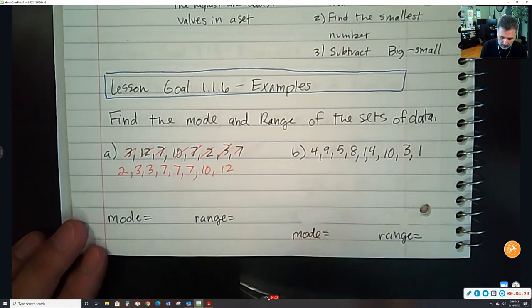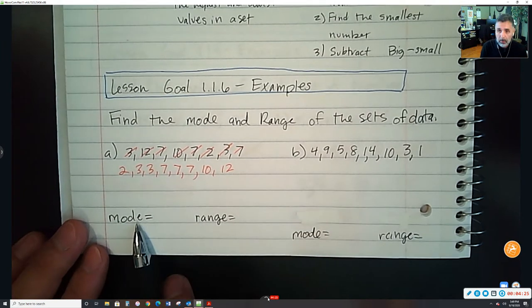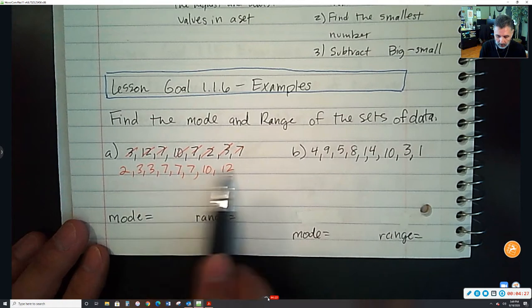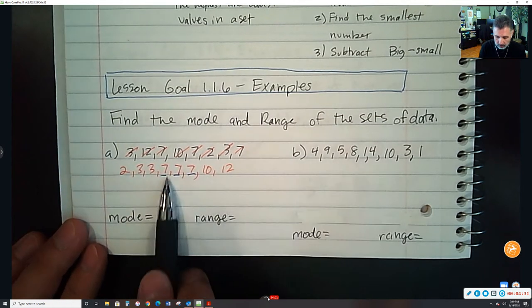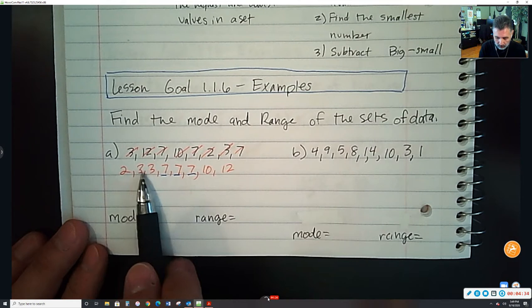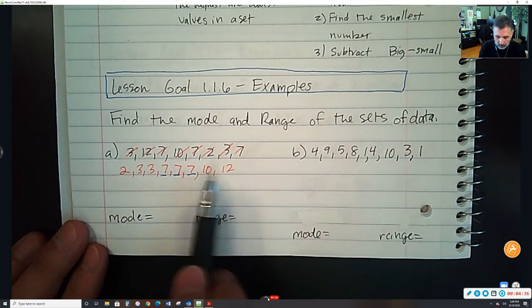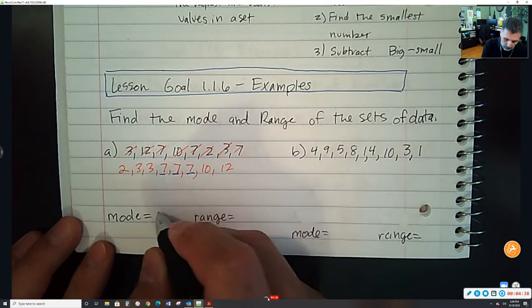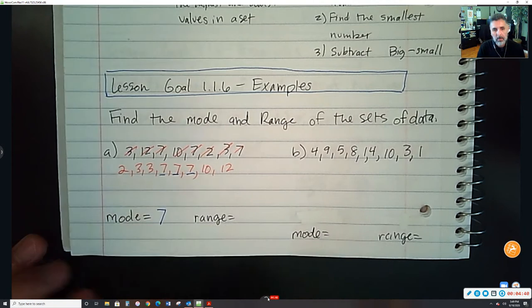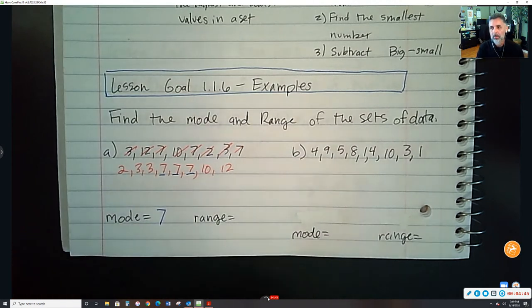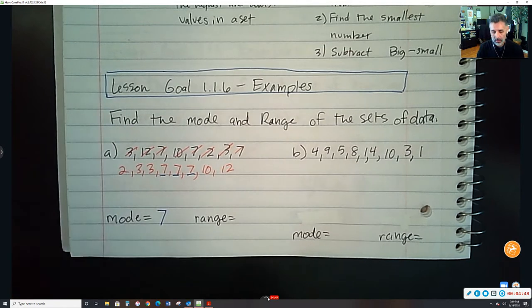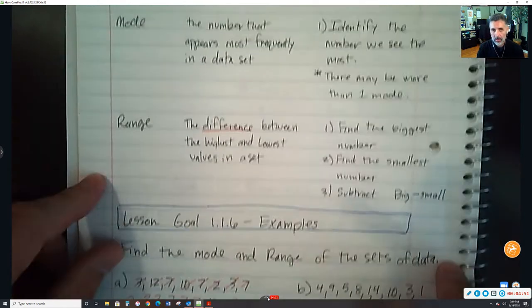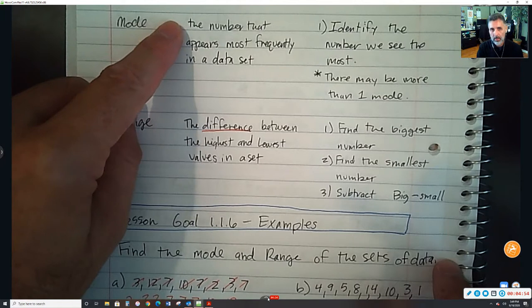So let's look at the mode. Again, the mode is the number that appears the most. So if you look, we have 1, 2, 3 7s. We have two 3s and then just 1 2, 1 10, and 1 12. So the mode is 7, because that's the number that appears most frequently in the data set. Okay, and that was the description up here.